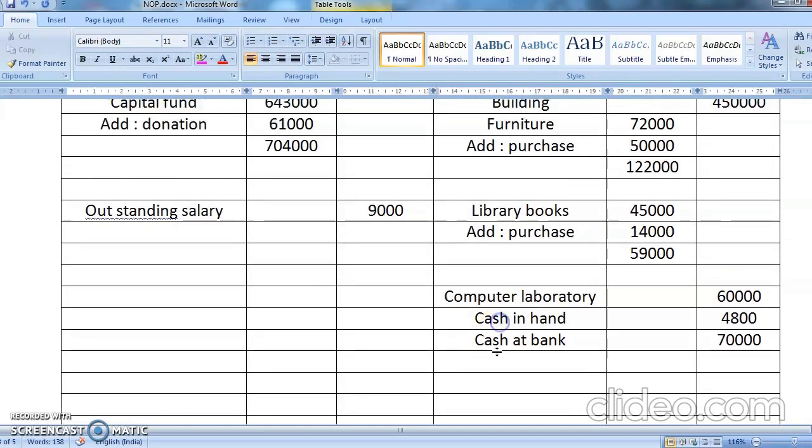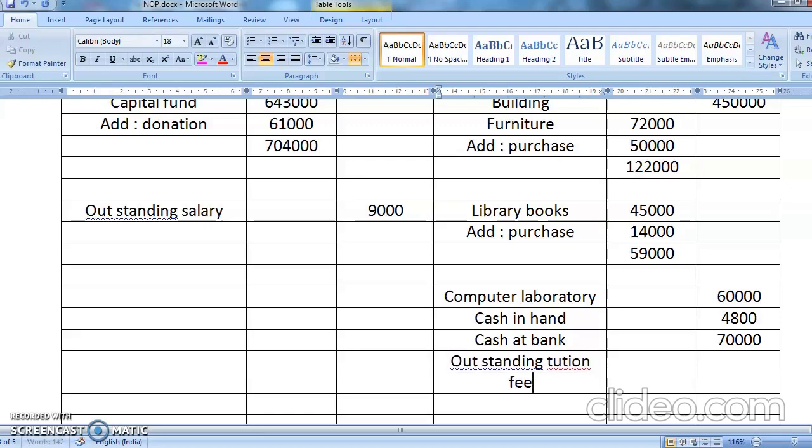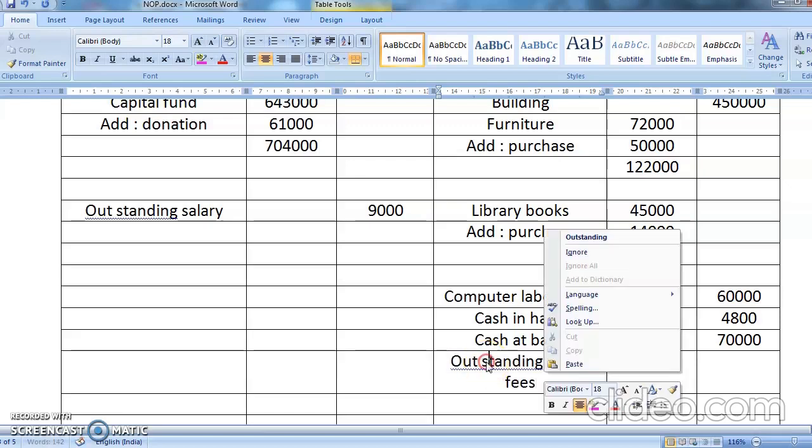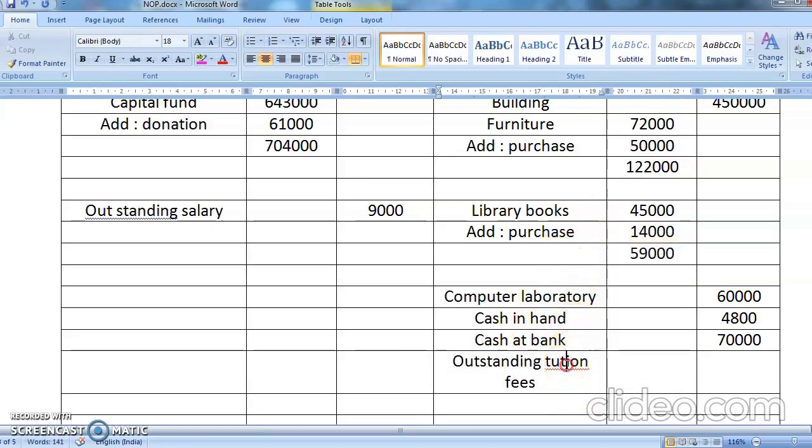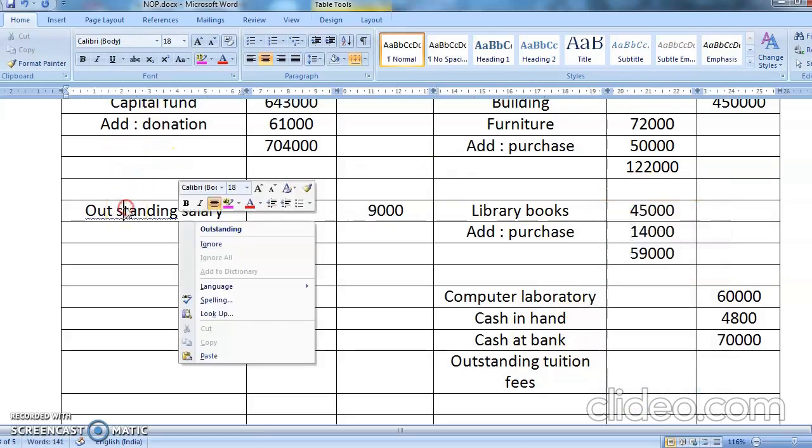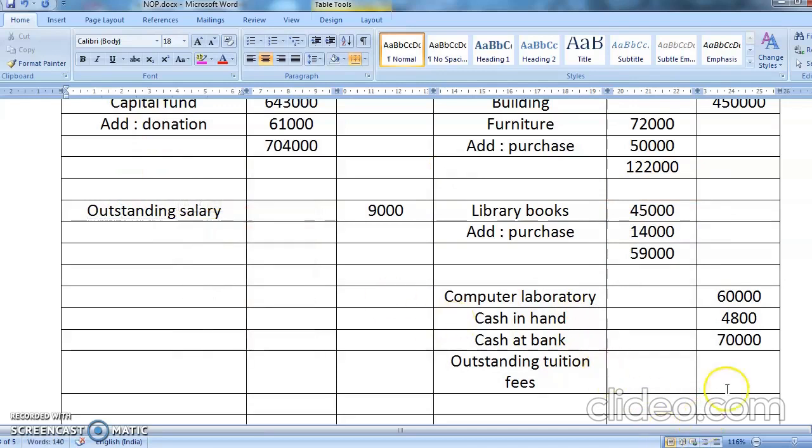So it is outstanding tuition fees. So outstanding tuition fees is 15,000. Okay, we have done this two effects also.